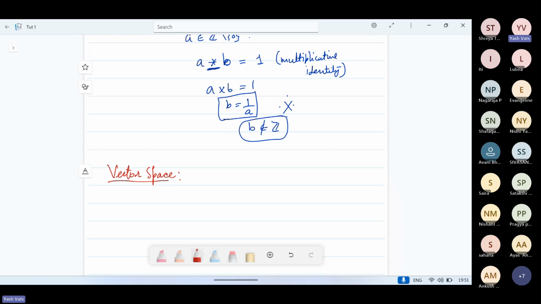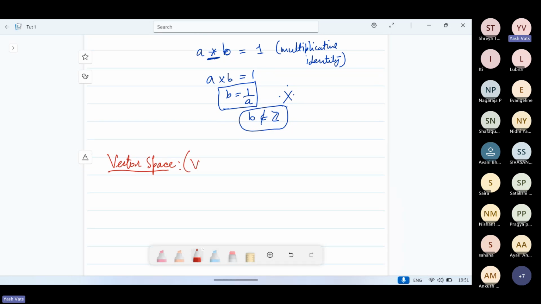Okay, so what is a vector space? Let me denote it by V. We say that V plus is an abelian group. Oh, I haven't defined this before, I think. Let me see. So what is an abelian group?